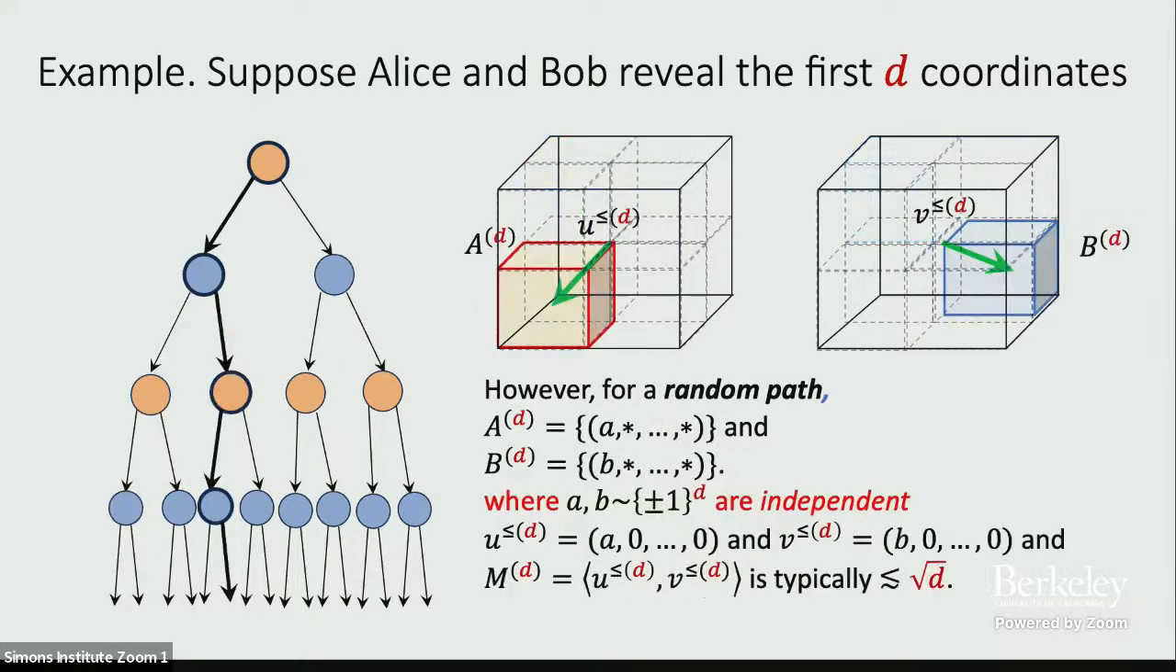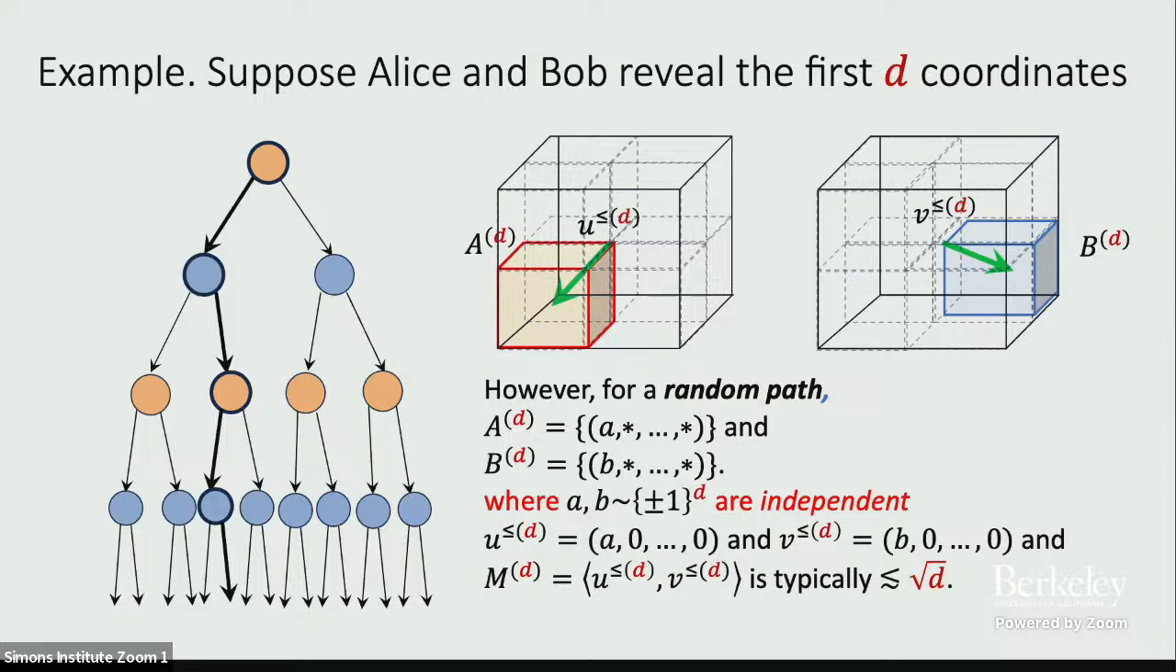But the point is when you take a random leaf, you're going to get cancellations. So when you take a random leaf, the values you set to Alice's coordinates and Bob's coordinates are going to be independent because these inputs were sampled independently. And as a result, you're going to set the first d coordinates of Alice to be A and Bob to be B. So when you compute the inner product between the centers, you're going to get the inner product between A and B, which is typically square root d. So this really highlights the phenomenon of cancellations that occur when you take a random path.